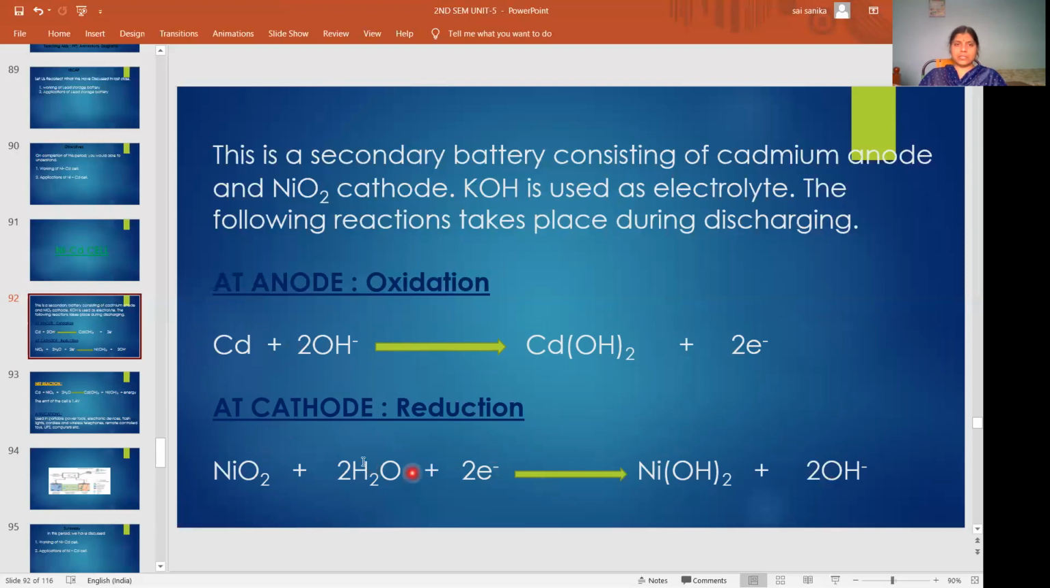So to form hydroxide, it needs H plus ions. So it is reacting with water and forming nickel hydroxide, and 2 hydroxy ions are released. So this is the reaction at anode, this is the reaction at cathode. You combine these two reactions, you will get the overall reaction, that is the net reaction of the cell.